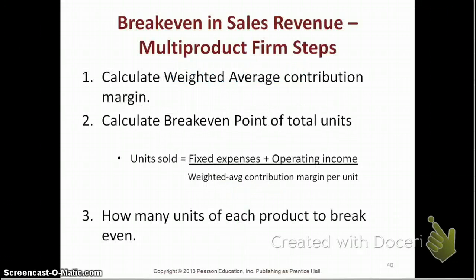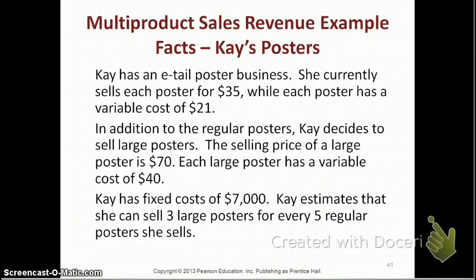Calculating break-even sales is a 3-step process for multi-product firms. First, we calculate what we call weighted average contribution margin. Next, we calculate our break-even point for total units by using this formula, and we'll talk about it later on in the slides. And then we finally determine how many units of each product we need to sell in order to break even.